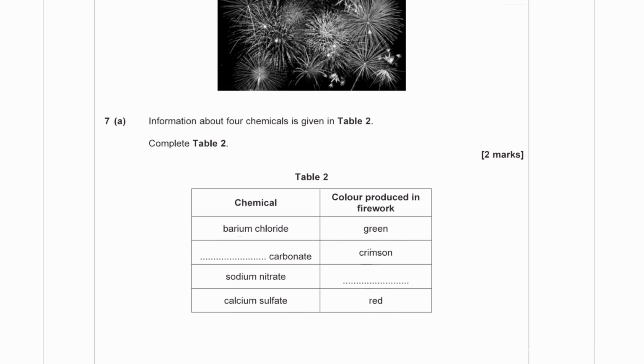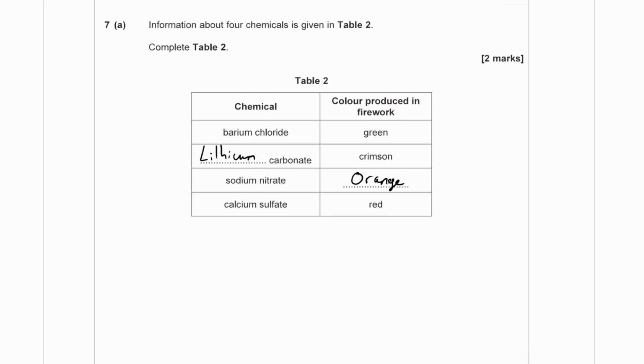Now which chemical is going to give us our crimson colour? Well, that is actually lithium. Lithium is going to give us our crimson. And then lastly, we are given sodium nitrate. What colour does sodium give on the flame test? Well, it's sort of a yellow-orange, and so I'm going to say orange in there. You would have been given the mark for yellow as well, but orange is perfectly fine.